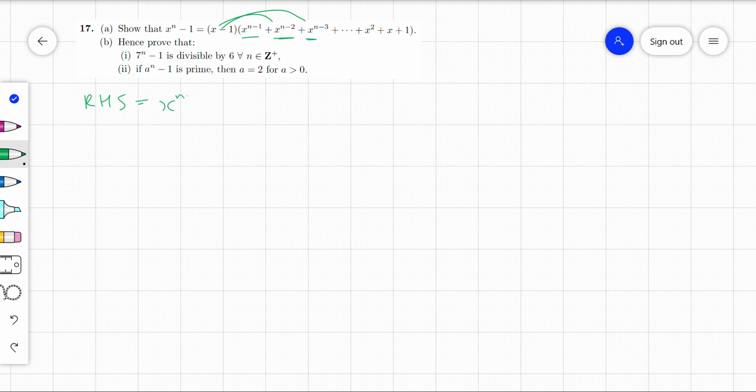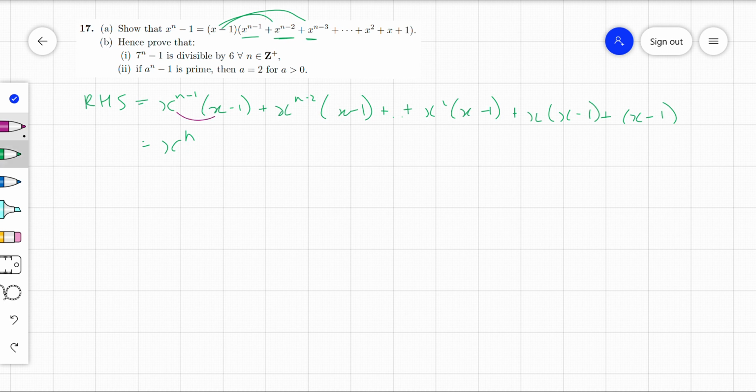So we've got x to the n minus 1 times x minus 1. We've got x to the n minus 2 times x minus 1. We've got, let's go right to x squared, x minus 1, and we've got x minus 1, and 1, x minus 1. So if we expanded that out, we'd get x to the n, if we do like these two, and then minus x to the n minus 1. Then we'd have plus, again, these two would give us x to the n minus 1, and then we'd have minus x to the n minus 2.